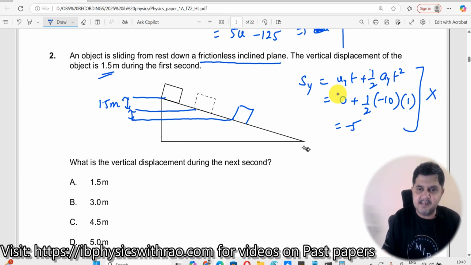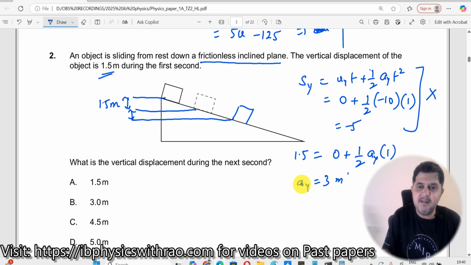Because the displacement is given, I will assume sy is equal to 1.5, is equal to 0 plus half ay multiplied by t square, which is 1 square. So I got this one here. So ay should be equal to 3 meter per second square. Okay, this is what I got.